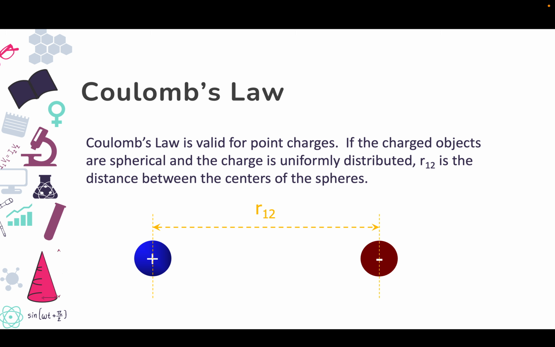Coulomb's law is valid for point charges. If the charged objects are spherical and the charges uniformly distributed, R12 is the distance between the centers of the spheres. So just want to illustrate that you always take into consideration the centers of the spheres or the charges, and you have to get the distance between the two centers, and that will be R12.